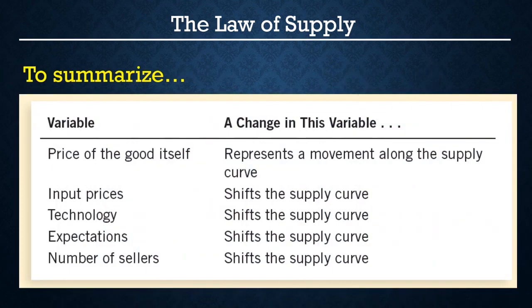To summarize then, the variables, again: the price of the good itself represents the movement along the supply curve, and shifts depend upon input prices, technology, expectations, and the number of sellers.